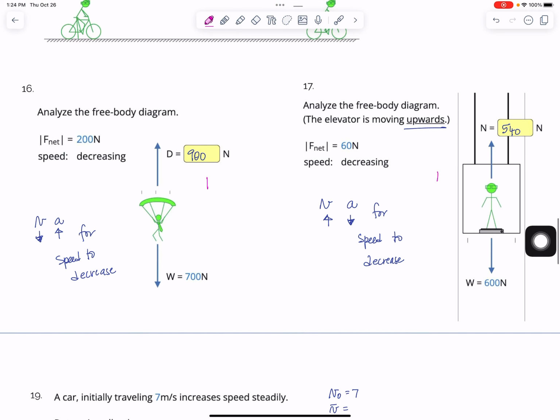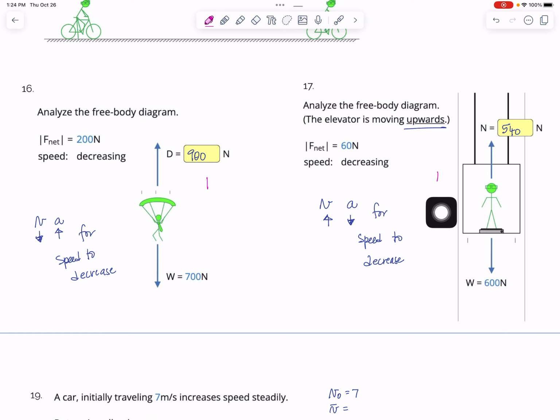Okay, analyze the free body diagram. So we need to look at the direction that the person is going, and they are falling down. The speed is decreasing. So I need to remember that in order for speed to decrease, the velocity has to be in the opposite direction from the acceleration. So if velocity is down, acceleration is up. That means my net force has to be up. I know it's 200 newtons, and so that means 900 up, 700 down.